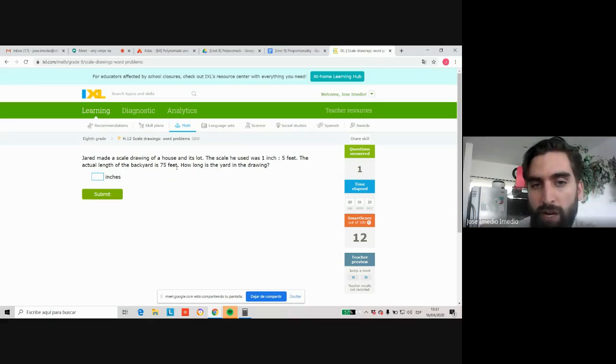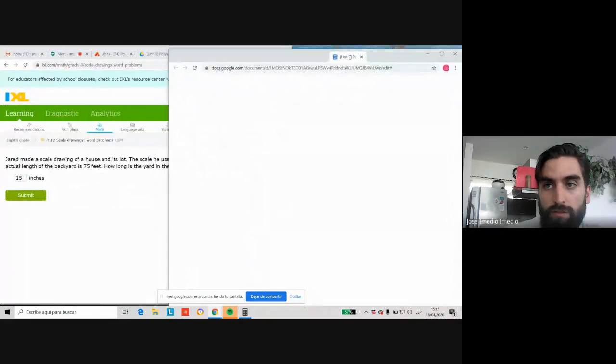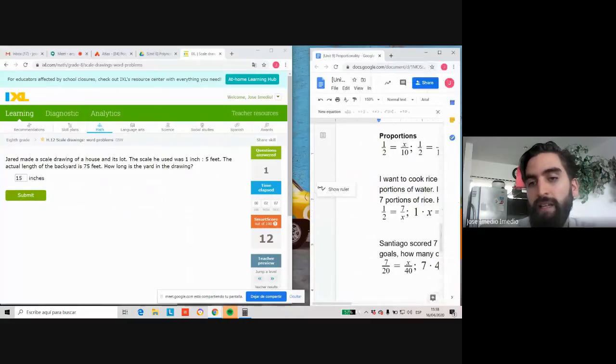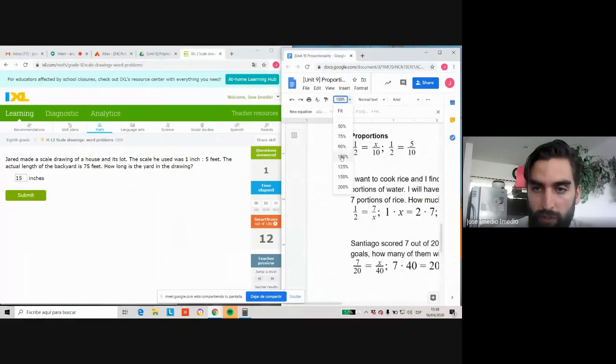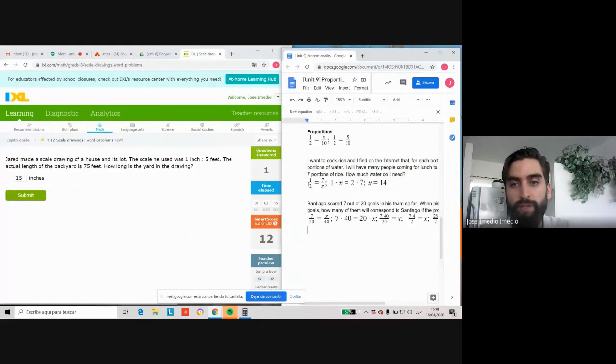Same thing here. Jared made a scale drawing of a house and its lawn. The scale used was 1 inch to 5 feet. The actual length of the backyard is 75 feet. How long is the yard in the drawing? Okay, so it's 1 to 5, and we want to know how long it is in the drawing if in real life it's 75 feet. So if it's proportional, 1 to 5 is going to be 15 to 75. I'm just calculating that mentally, but if you want to do the process, it's perfectly fine.